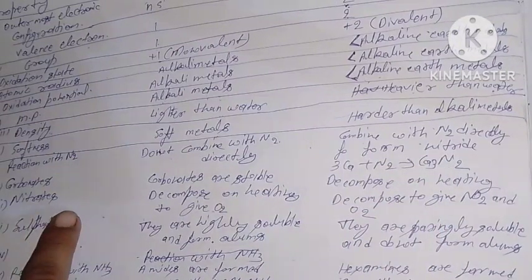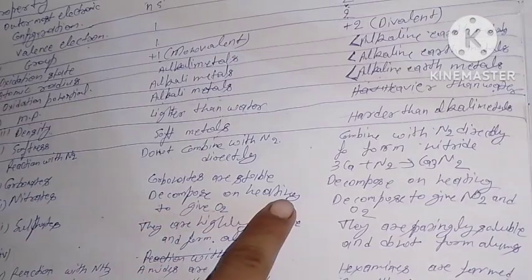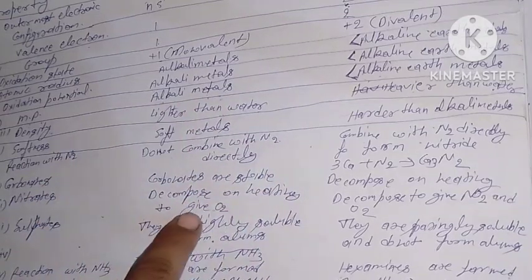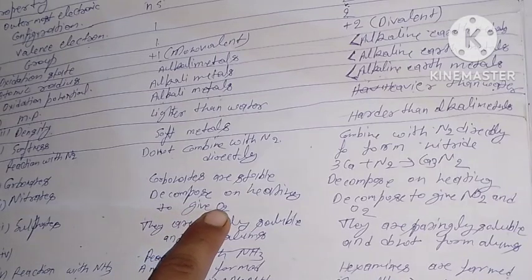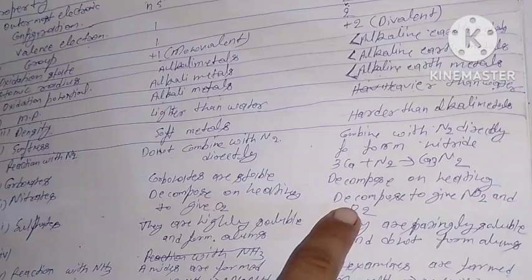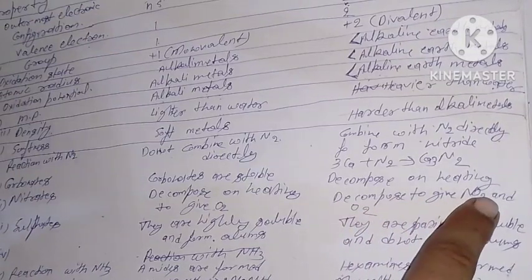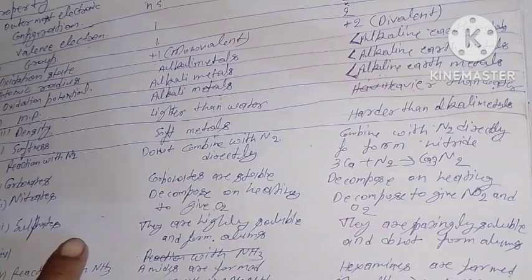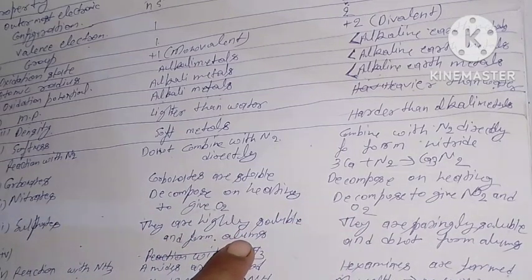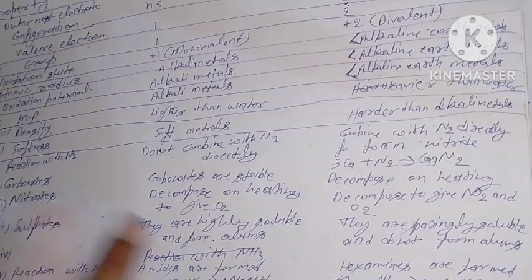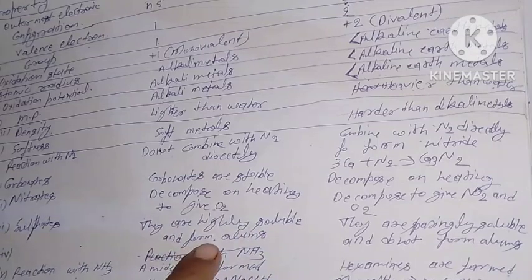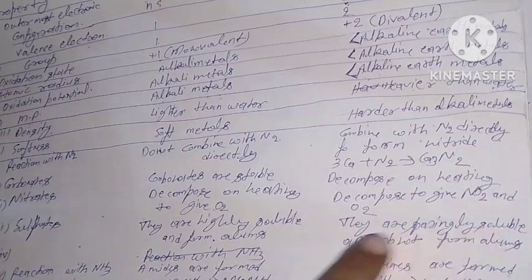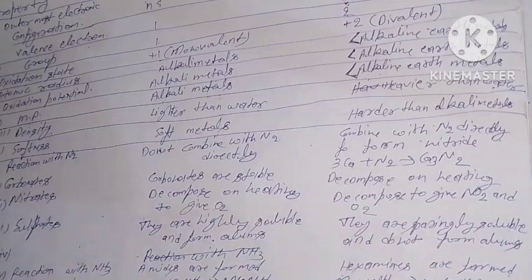Next, nitrates. Nitrates of alkali metals decompose on heating to give oxygen, but nitrates of alkaline earth metals decompose to give nitrogen dioxide and oxygen. Sulfates: alkali metal sulfates are highly soluble and form alums, but alkaline earth metal sulfates are sparingly soluble and do not form alums.